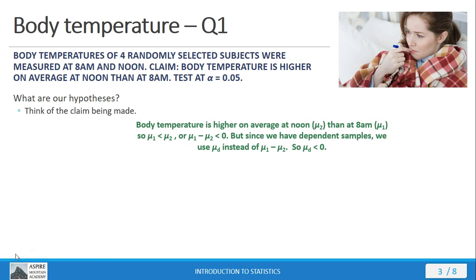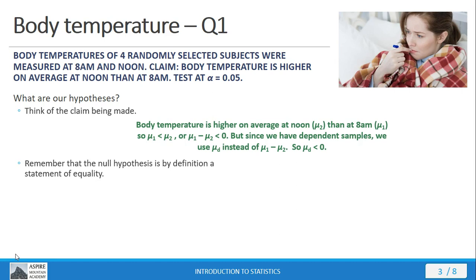And that means that mu 1 minus mu 2 is going to be less than 0. If the second temperature is going to be higher than the first, then the first minus the second will give us a negative number, so it's going to be less than 0. Of course, we're dealing with matched pairs here, so mu sub d is going to be the notation of choice here. So mu sub d is going to be less than 0.